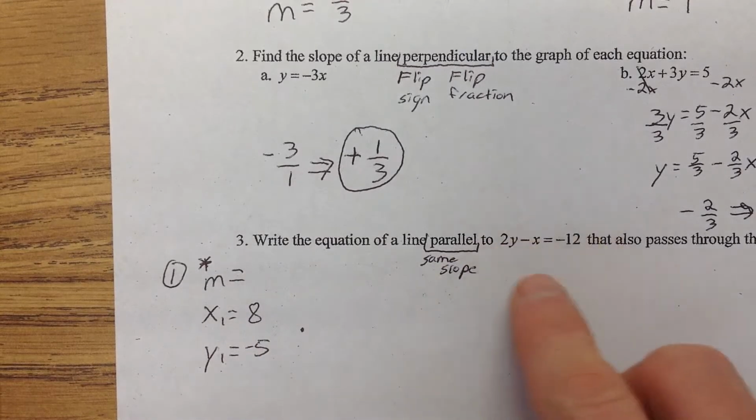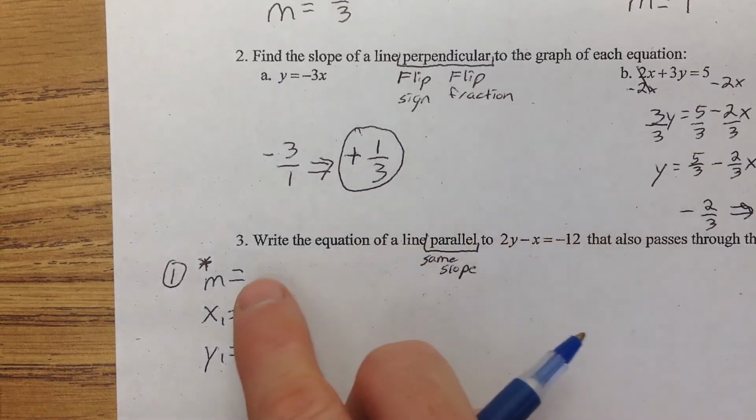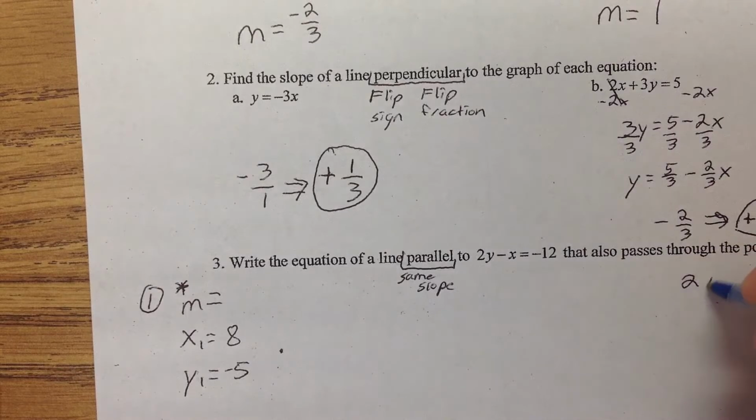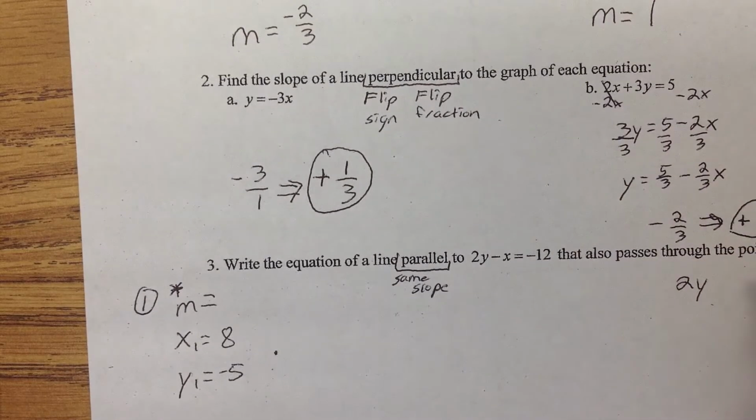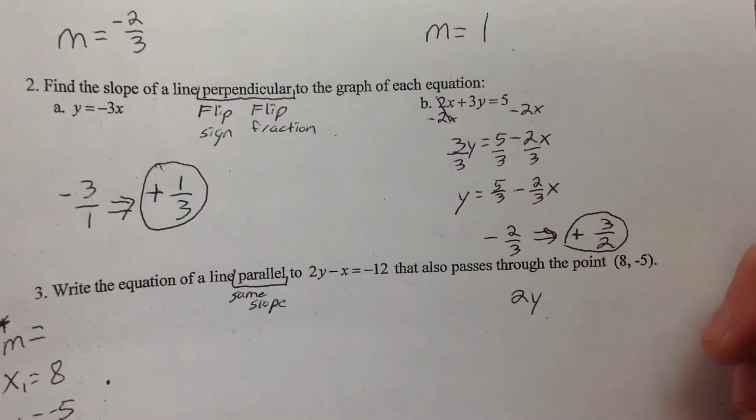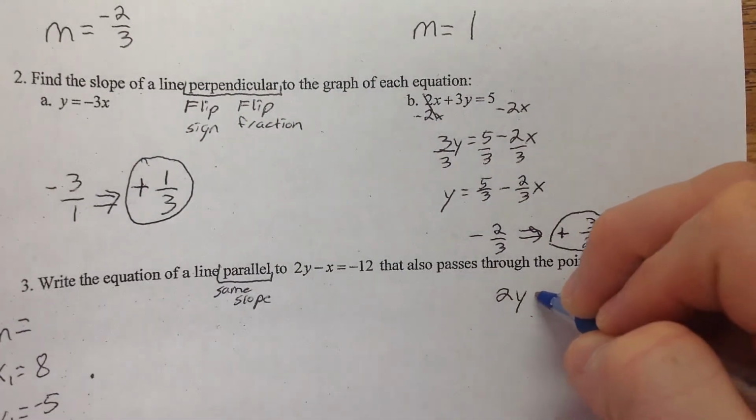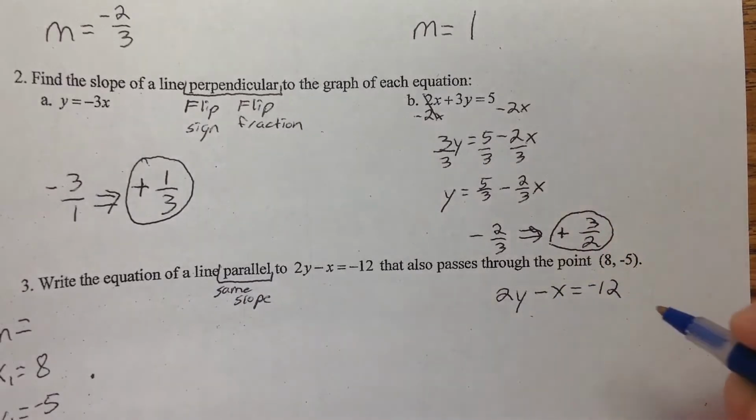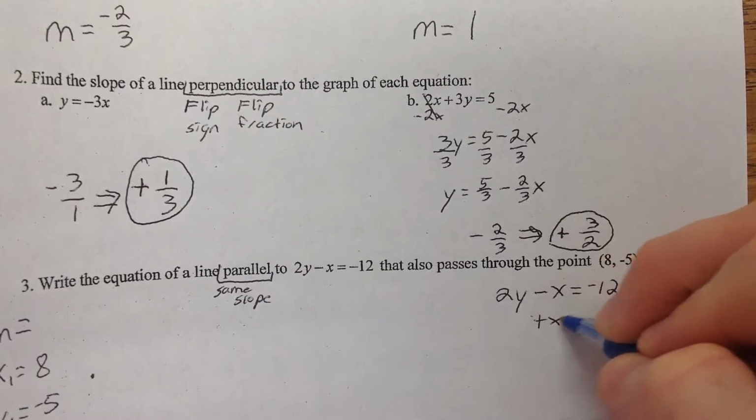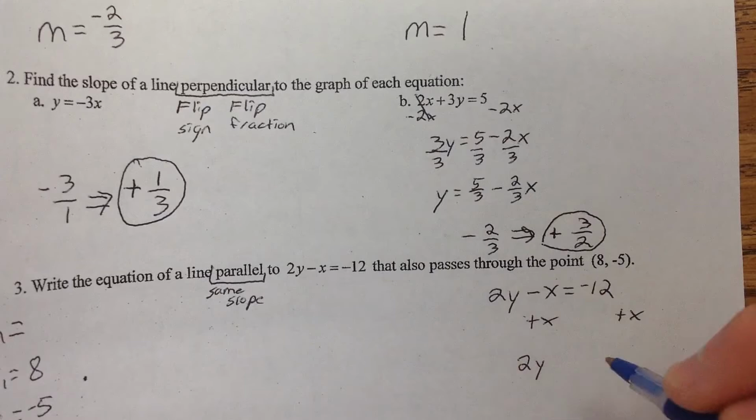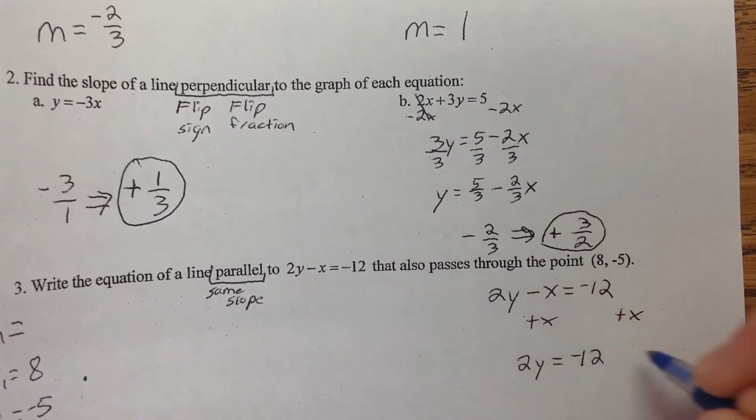So we have to find the slope of this line, and then we can use that slope over here to create our new line. To find this slope for 2y minus x equals negative 12, we're going to have to solve for y. So 2y minus x equals negative 12. I'm going to start by adding x to both sides. So that's going to be 2y equals negative 12 plus x.